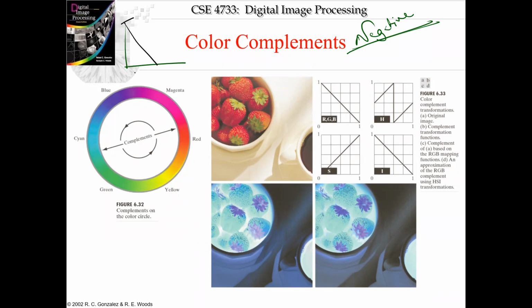So this is from 0 to 1. Whatever was 0 becomes 1, and whatever was 1 becomes 0. Now, if we are working with the RGB color model, don't you think that in the RGB channels we should simply invert the values?